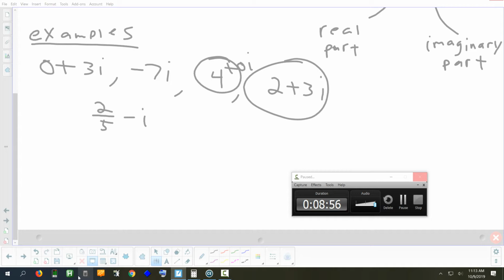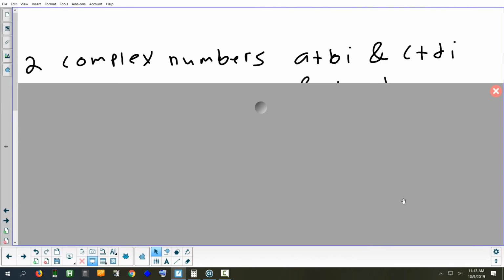So an example of two complex numbers that are equal, 2 plus 3i, and 2 plus 3i. Okay? The real parts match, and the imaginary parts match. Now, if you did something like that, you could say, well, they're partly equal, but that means they're not equal. Right? The real parts do match, but now the imaginary parts don't. Okay? So what I'm saying is both the real and the imaginary parts have to match to say that this complex number is the same as this one.